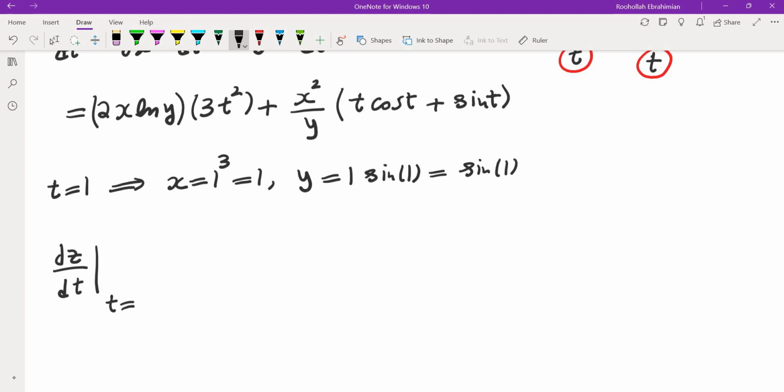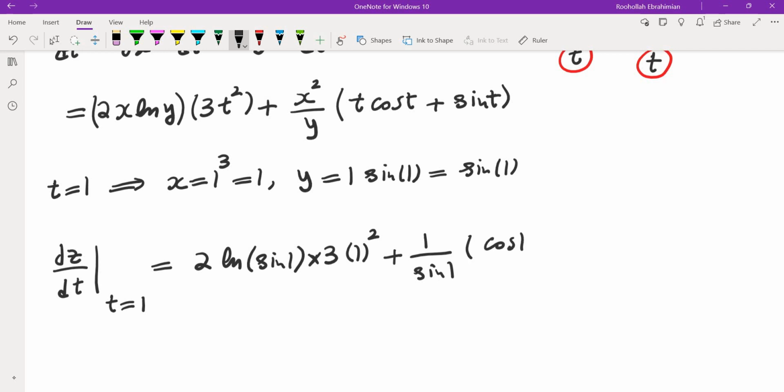So derivative of z with respect to t at t equals 1 is equal to 2 times 1, so that's 2, times natural log of sine of 1, so that's 2x natural log of y times 3, and then times 1 squared, because t is 1, plus x squared, which is 1, over y, which is sine of 1, times 1 times cosine of 1 plus sine of 1.